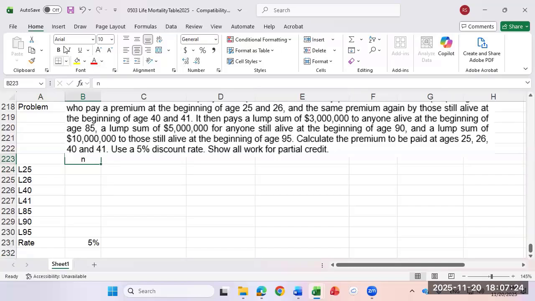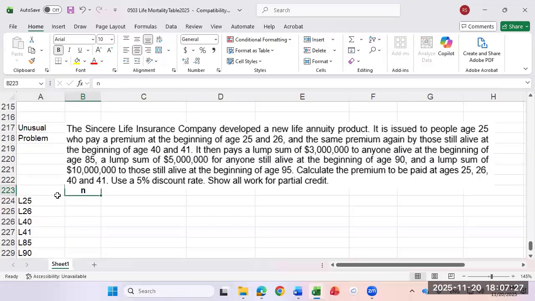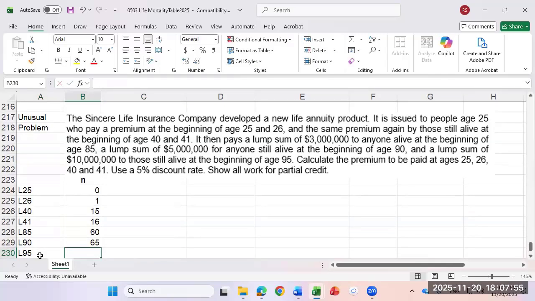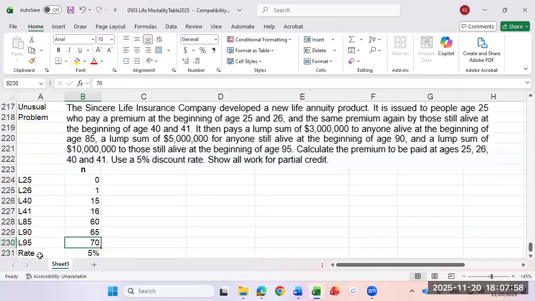Here's a real simple thing. If it is at the beginning of the year, so that's anybody alive, you just subtract. So for premium payers, 25 minus 25 is 0. 26 minus 25 is 1. 40 minus 25 is 15. 41 minus 25 is 16. 85 minus 25 is 60. 90 minus 25 is 65. And 95 minus 25 is 70. All right. So if you're doing anything at the beginning of the year, you're in for your discount. It's going to be just subtracting the 25 years.